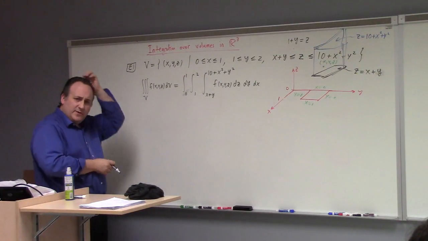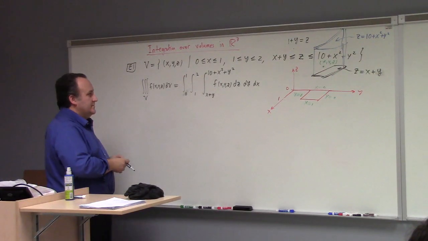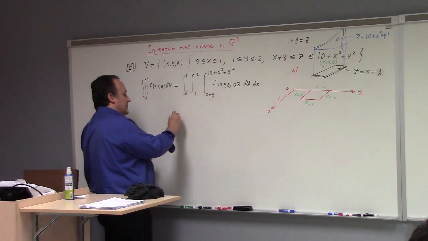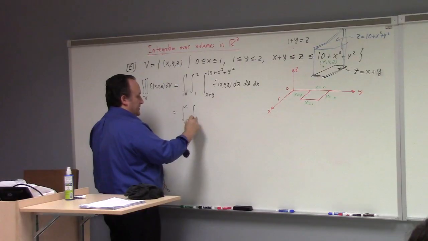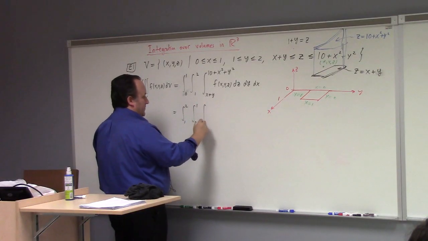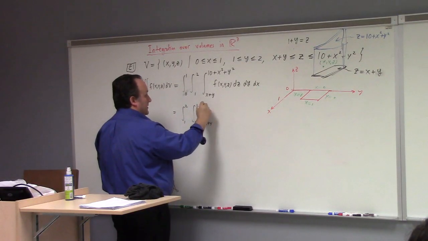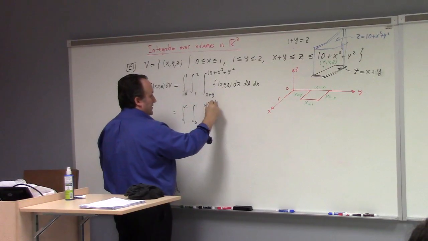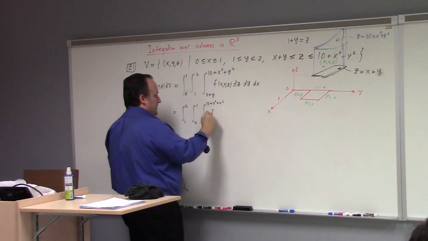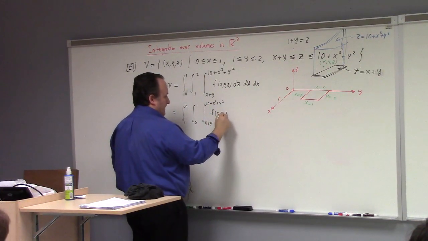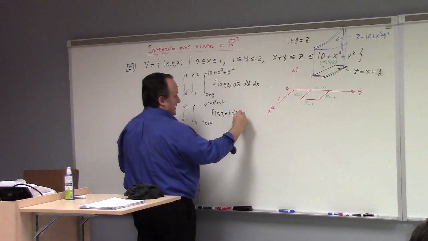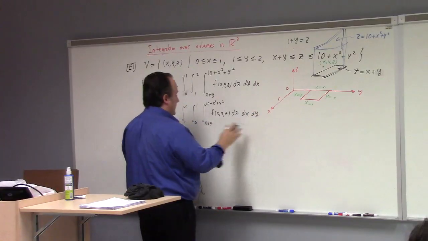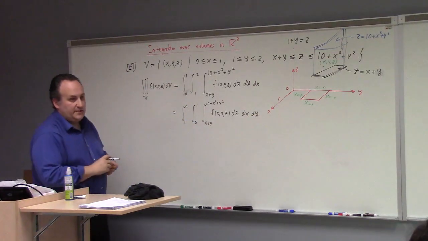Can you tell me one other way we could set up the integral here? There's another one that's easy. We could also set it up this way, right? Integral from 1 to 2, integral from 0 to 1, integral from x plus y to 10 plus x squared plus y squared, f of x, y, z, right? Now we've got dz, dx, dy. We could do that as well.